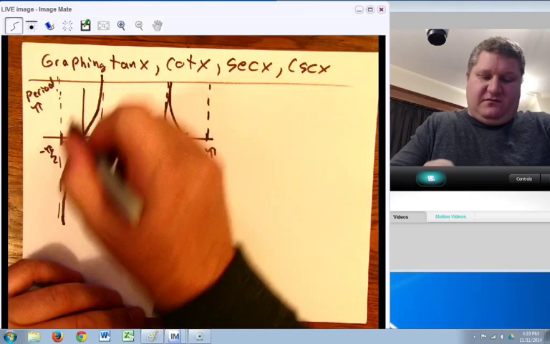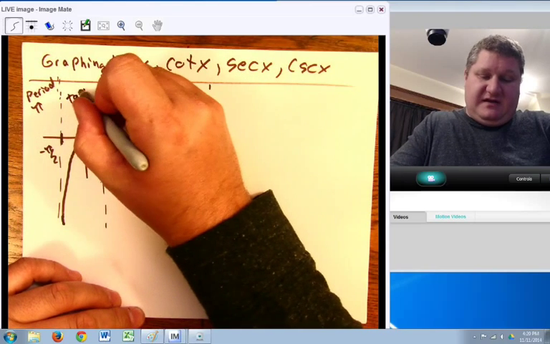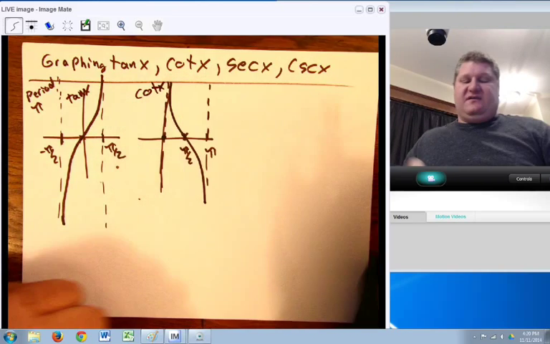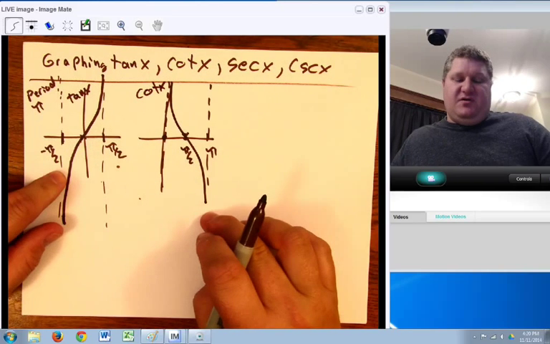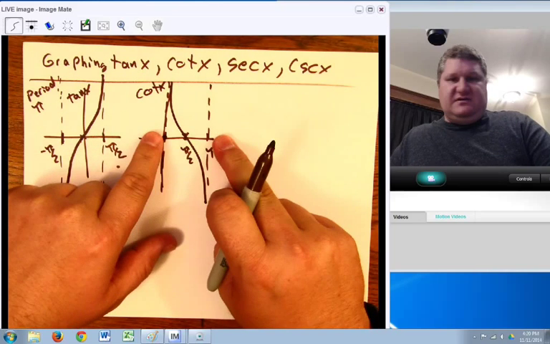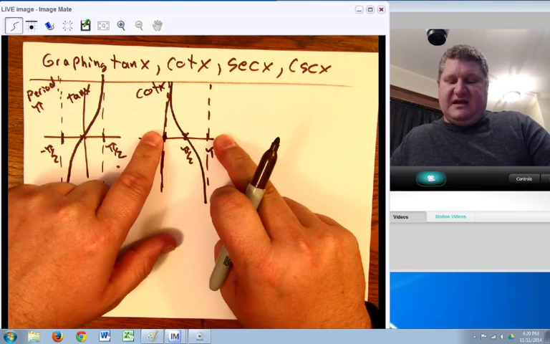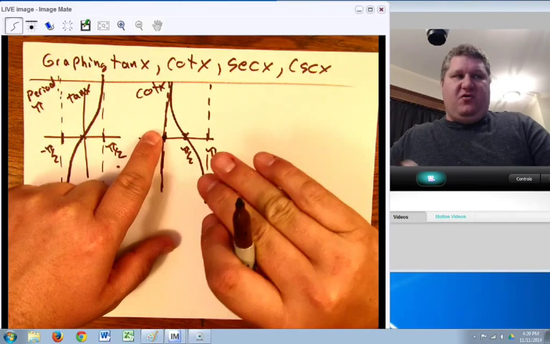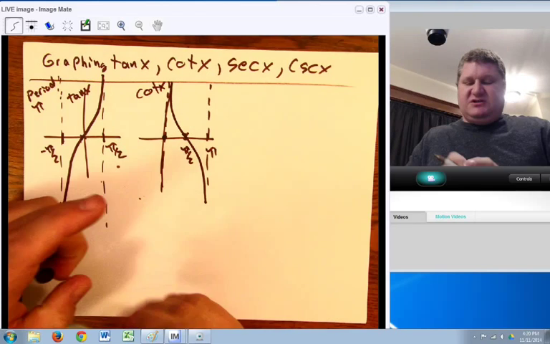So this one is tan x. This one is cotan x. Now, in shape they're very similar, but you'll notice this one is centered around the x-axis. This one is not at all centered around the x-axis. It's centered around pi over 2. This one also is flipped over, so you need to make sure we pay attention to those.